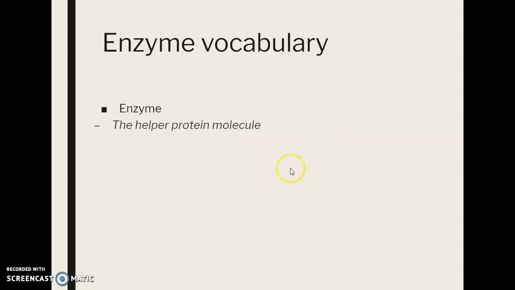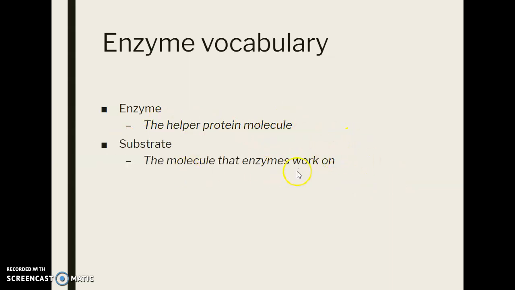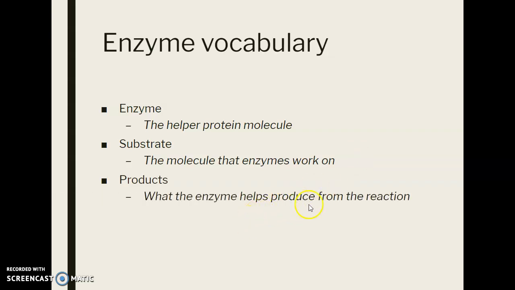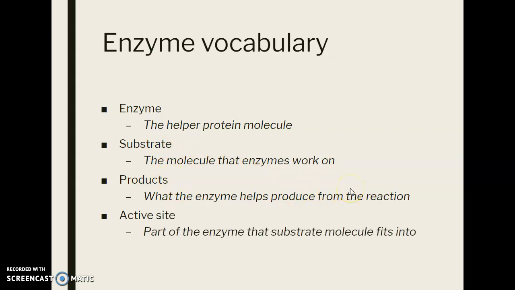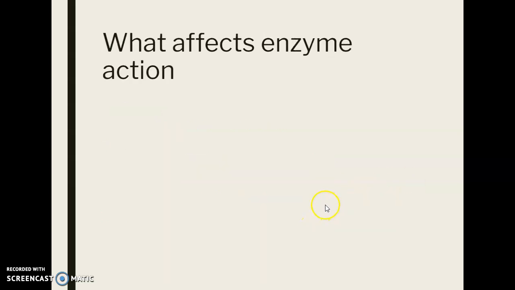Some vocabulary. We have an enzyme, which is our helper protein. It speeds up a reaction. The substrate is the molecule the enzymes work on, the reactant in the reaction. The products are what's being produced at the end of the reaction. So reactant, product, and the active site is where that substrate attaches to in the enzyme.